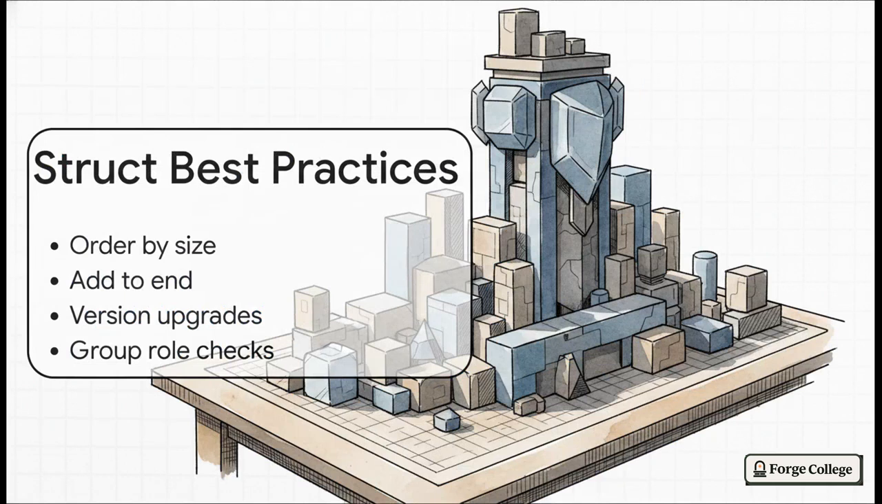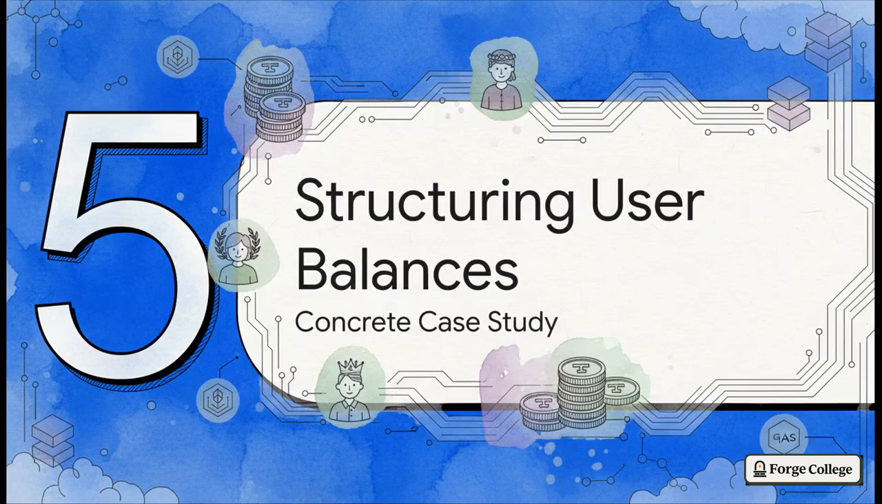These best practices are your structural reinforcements. Number 1, order by size. 2, always add new fields to the very end of your struct. This prevents absolute chaos during upgrades. 3, use versioned indirection. And 4, group your role checks with frequently accessed flags. Seriously, we constantly see developers save themselves massive headaches, not to mention corrupted storage, just by strictly adhering to these alignment rules.